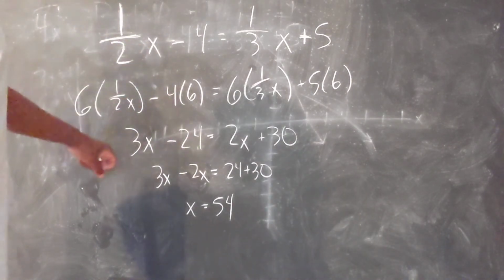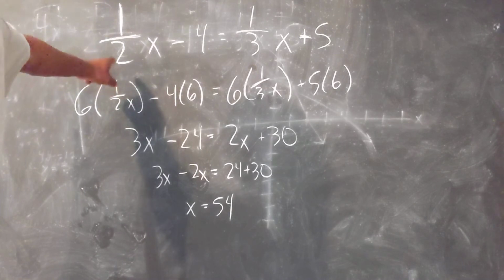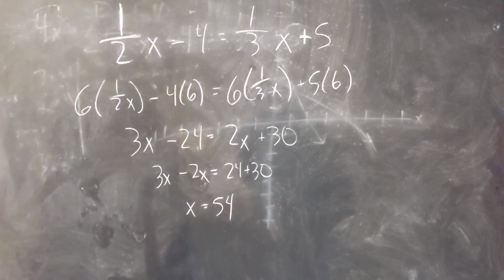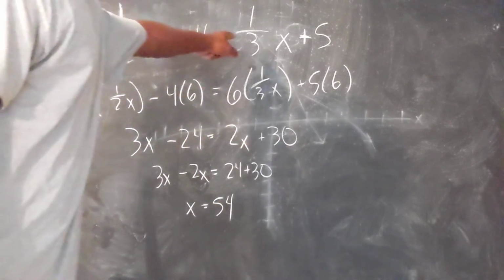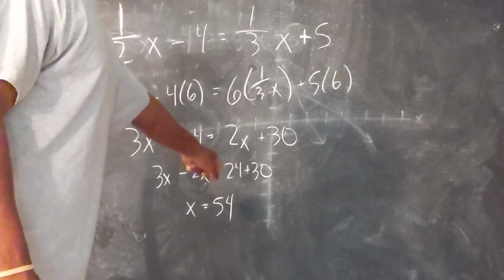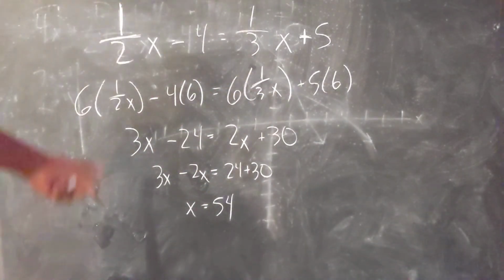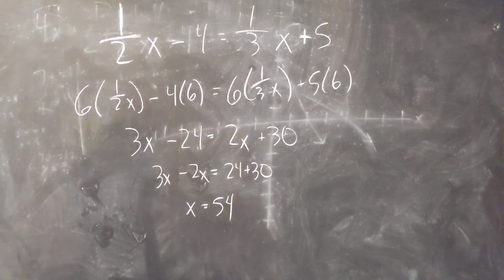1/2 of 54. That would be what? 27 minus 4, which would be 23. 1/3 of 54, 18 plus 5, 23. So it will equal on both sides. So that's how we do an equation like this.